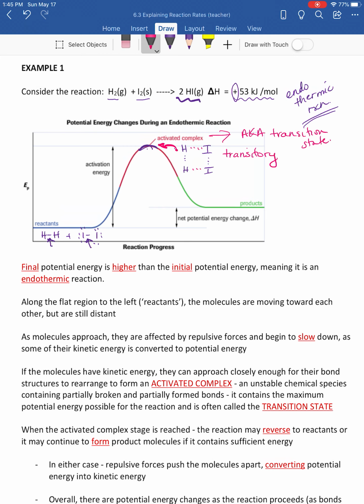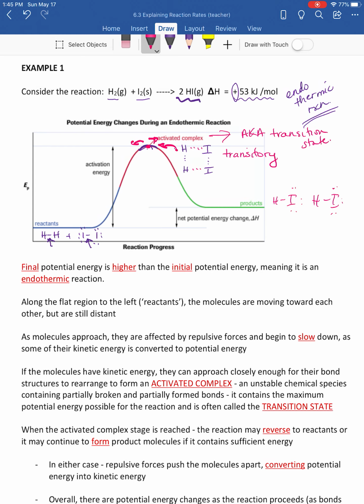Okay, so you are here. But when you're here, you haven't committed. It can still go this way or this way, right? You need to have enough activation energy to go over the hump. Okay, so our final potential energy in an endothermic reaction, because this is where we end up with HI and another HI, all right?